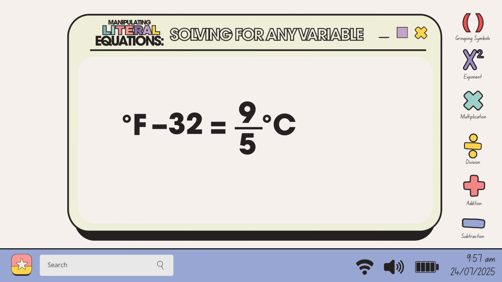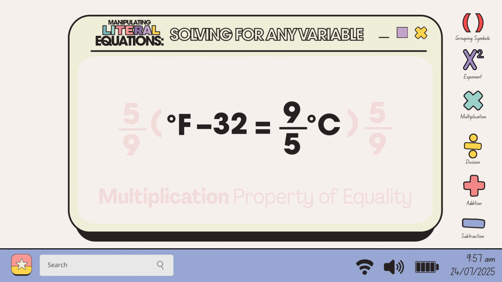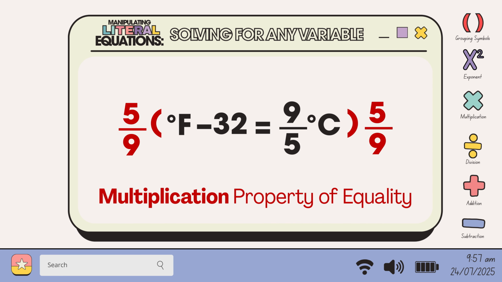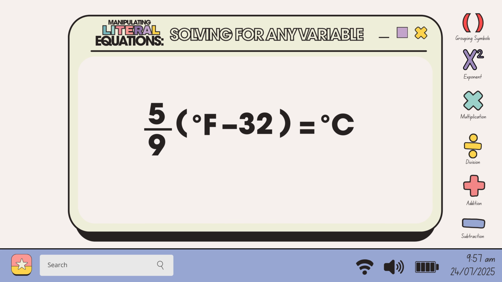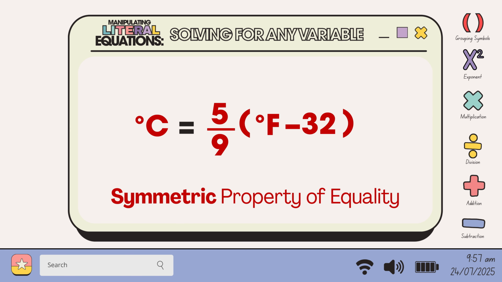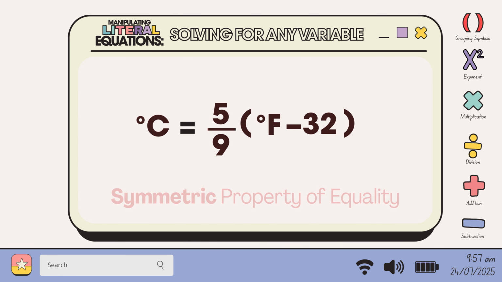Subtract 32 from both sides following the subtraction property of equality. Then, multiply both sides by the reciprocal of 9/5, which is 5/9. Lastly, by following the symmetric property of equality, our final answer is degrees Celsius is equal to 5/9 times the difference of degrees Fahrenheit and 32.